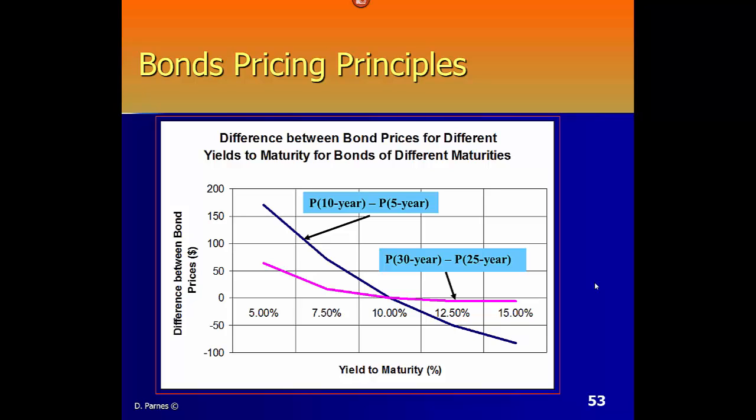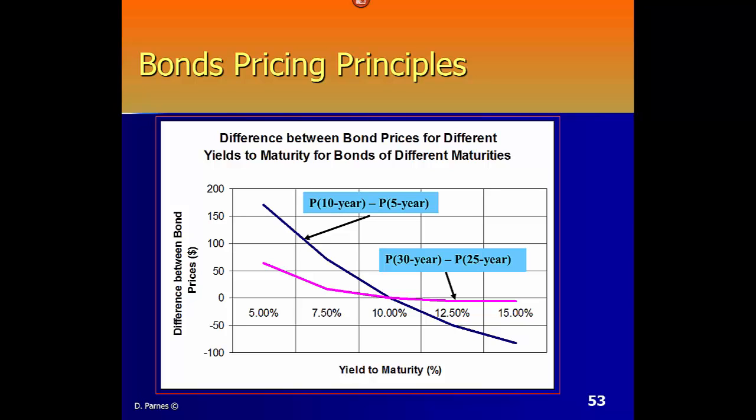Principle number 3 says prices are more sensitive to yield to maturity for long-term maturity bonds than short-term maturity bonds. That's fine. This is very intuitive. Long-term bonds are more risky. Prices there are more sensitive than for short-term bonds. But principle number 4 tells us that this sensitivity is decreasing over time, which means the difference between two long-term maturity bonds is less sensitive than the difference between two short-term maturity bonds.